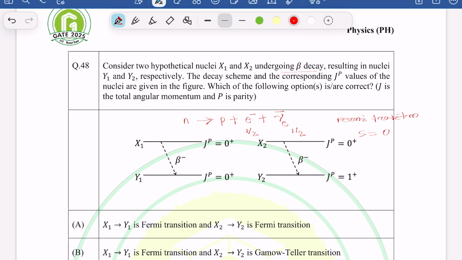And the second possible allowed transition is Gamow-Teller transition. Here the total spin is 1. That means the spins of the electron and electron type antineutrino are parallel.